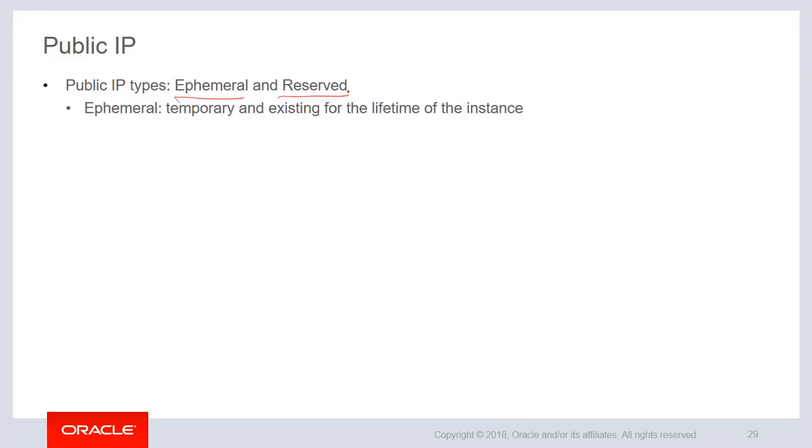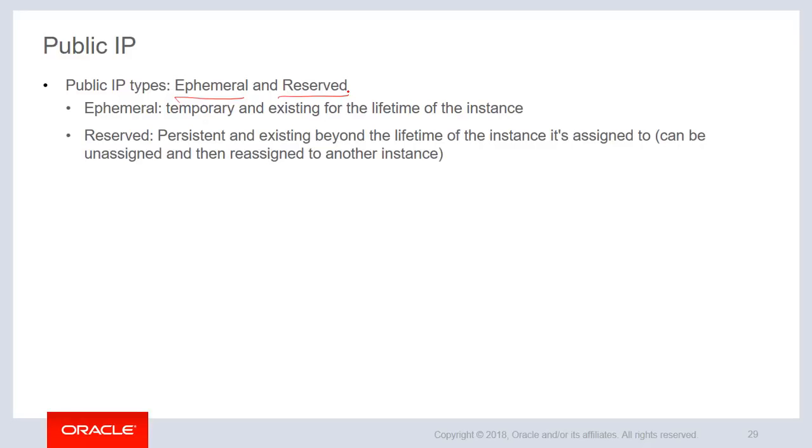Now, the public IP, there are two different kinds of public IP addresses. One is called ephemeral and one is called reserved. Now, as the name specifies, ephemeral is temporary and existing only for the lifetime of the instance. Reserved is persistent and existing beyond the lifetime of the instance it is assigned to. So you can unassign and then reassign that public IP to another instance.